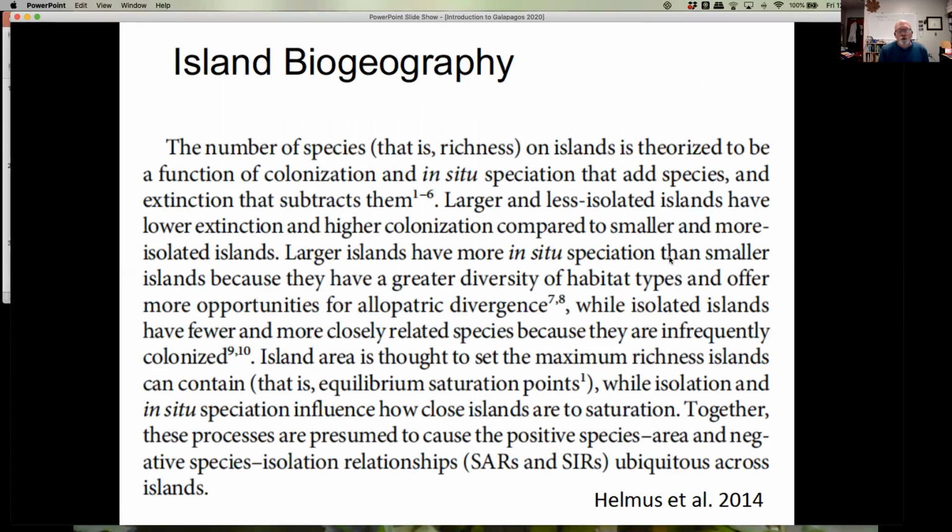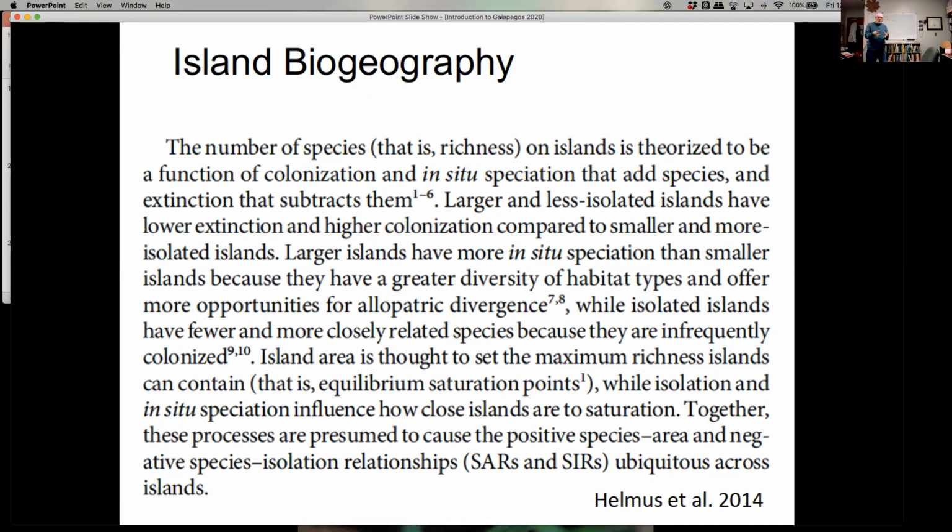So this is an introductory paragraph from a paper from Helmus et al. 2014 that for me is one of the most elegant distillations of island biogeographic theory I've read. You can read entire books about the theory of island biogeography, and I'm actually looking for one of those books on my shelf, but I don't seem to find it.